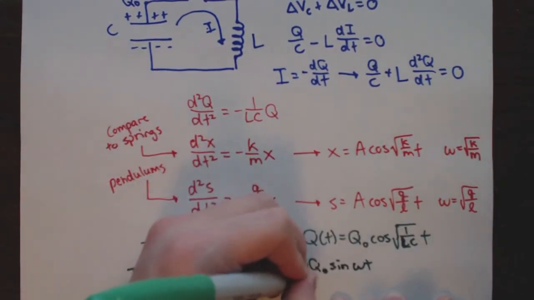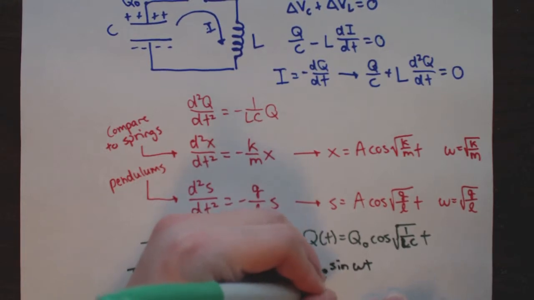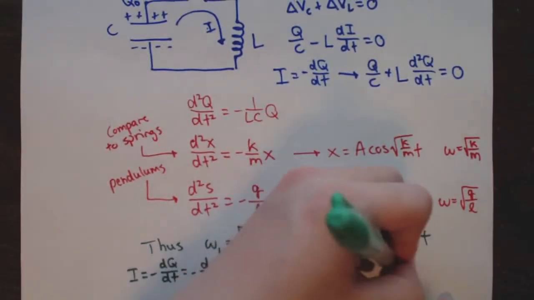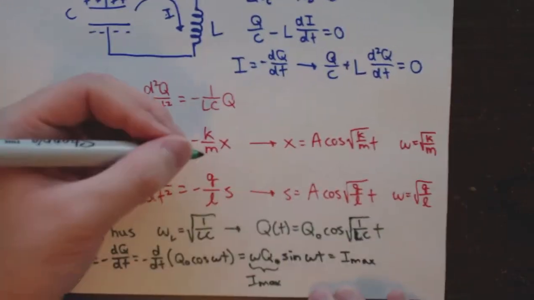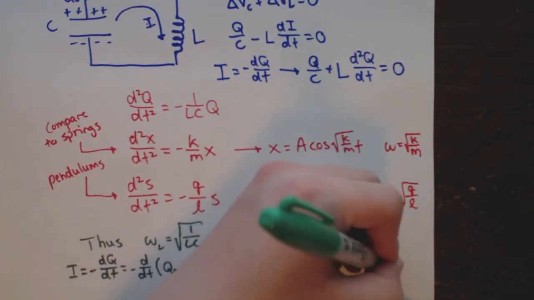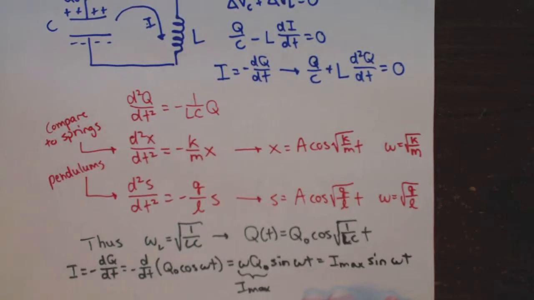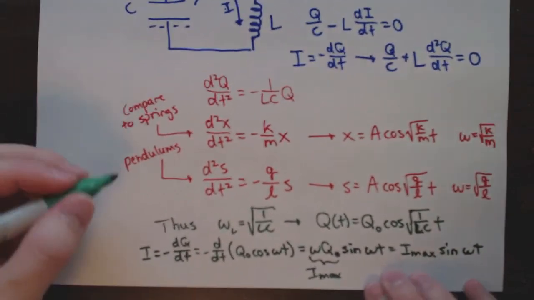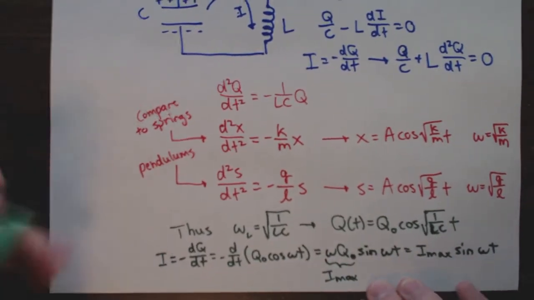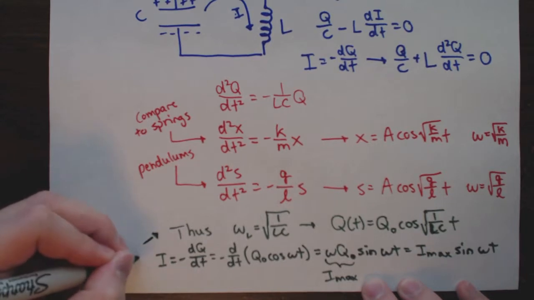This natural frequency influences your period, it influences the regular frequency in which it flips back and forth, and so on and so forth. And so plugging all that back in, you can find the relationship between charge with respect to time and also current with respect to time.